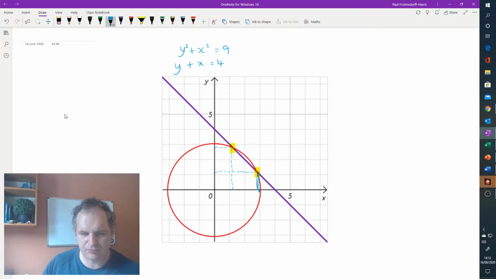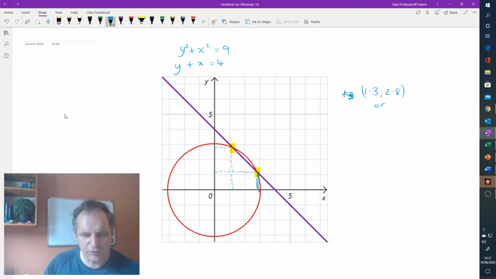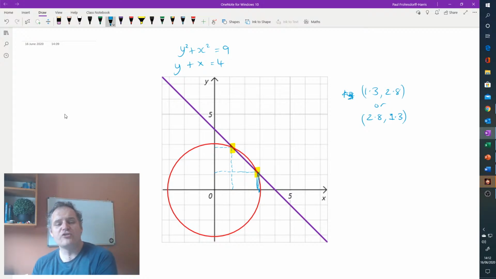So I would say this is approximately 1.4, maybe 1.3. 1.3 goes to 2.8, or we've also got, and it's likely to be a similar thing, 2.8 to 1.3, and that's the cool thing about the circle one. They often have the inverse solutions to each other. So there you go. Today's lesson has all been about how you can solve an equation graphically.